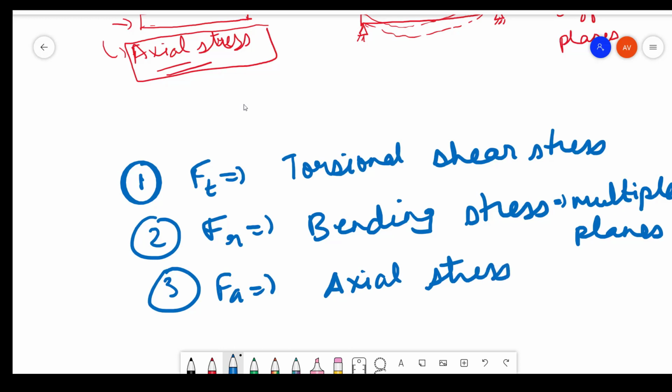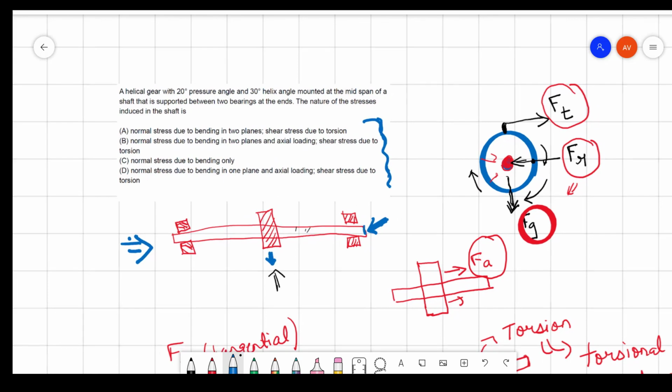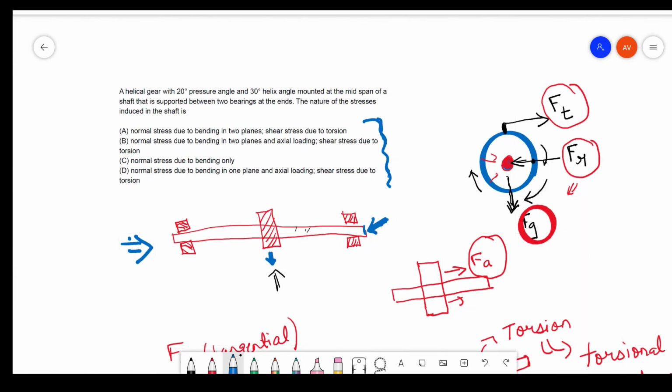Now let's check out the answer. Let's check out the question. You can see it's not bending in two planes with shear stress, that's not the answer. B: bending in two planes, axial loading, shear stress due to torsion. So B is the answer. The rest are all incomplete answers. Why is D not the answer? It says only bending in one plane, which is not correct. So your final answer is B.